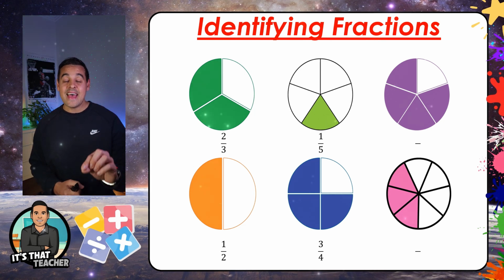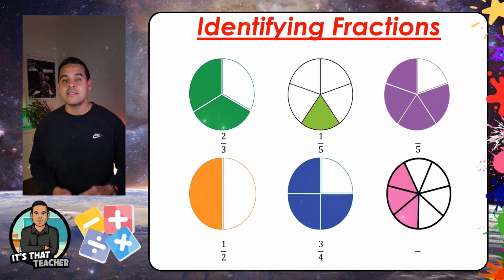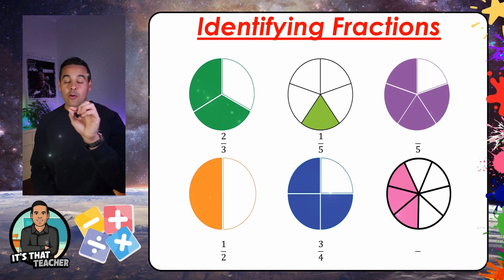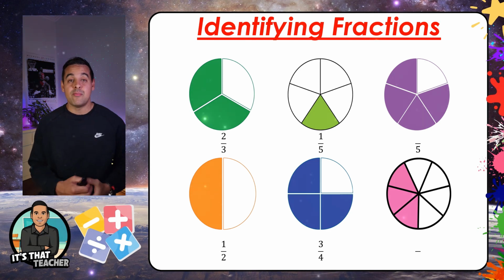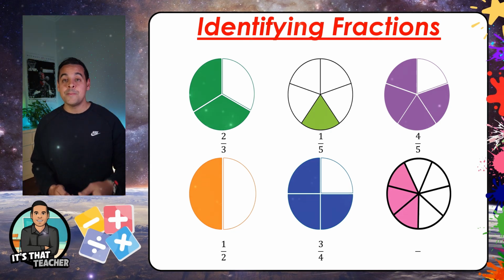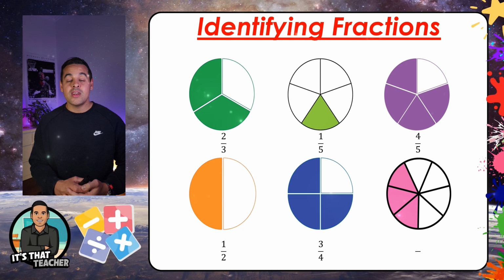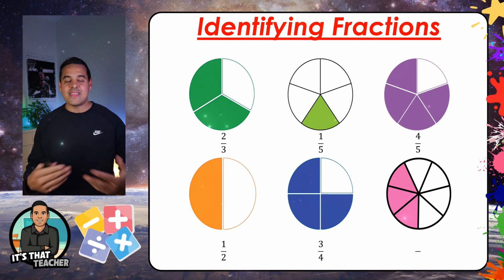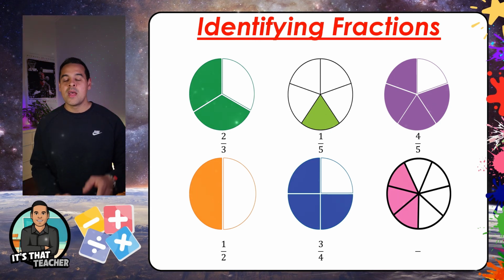Now we're going to move to the purple circle in the top right. You can see that that circle has been divided into 5 even parts. So the bottom number would be into fifths. So the denominator would be a 5. Now, you can see that, remember, we count all the pieces that have been shaded. You can see that 4 pieces have been shaded, or 4 parts have been shaded. Your fraction would be 4/5. So you need to say it like that.